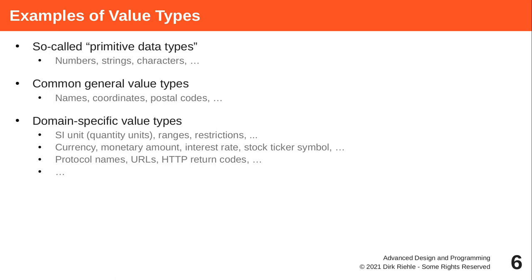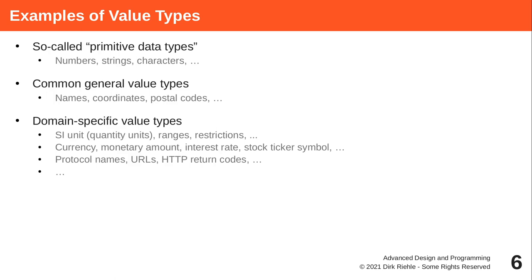The homework on Cartesian and spheric coordinates, these are value types. The homogeneous names that I'm using as an example in class and so forth. Beyond general value types, there are gazillions of domain-specific value types. For example, if you're doing math with physics, then maybe you need the SI units. You need to define ranges, restrictions on those, and all of this gives you value types.